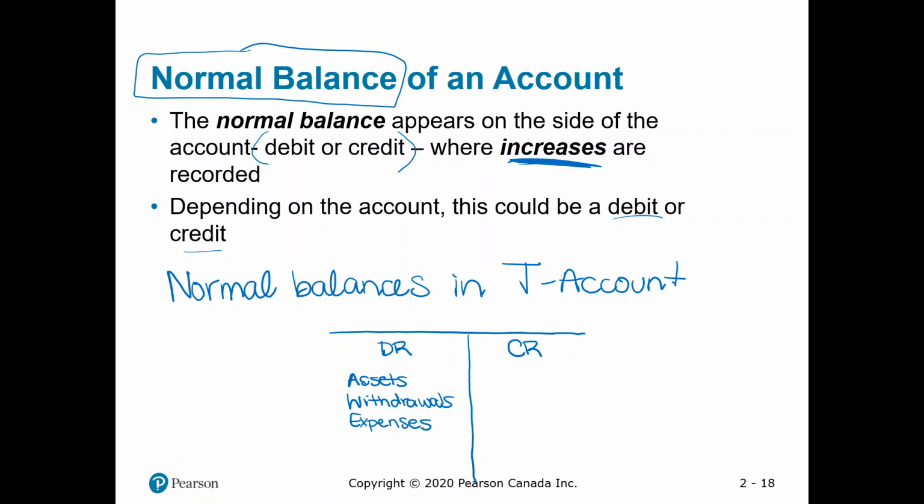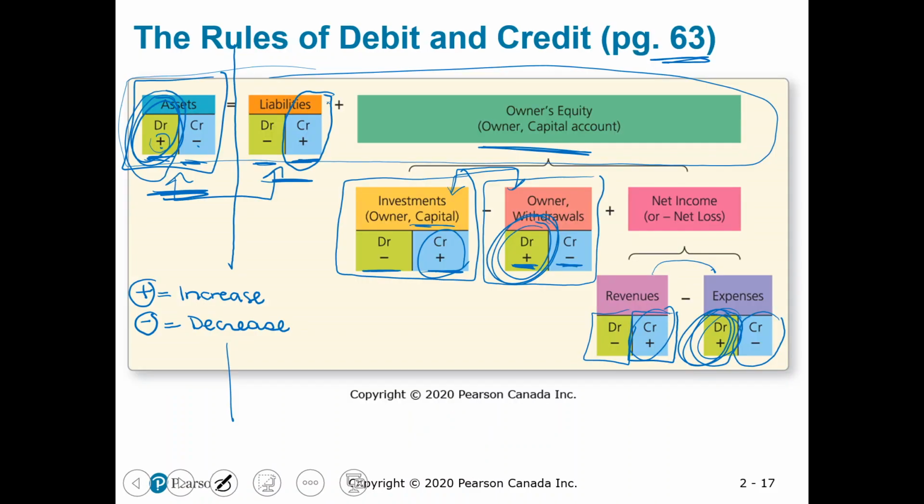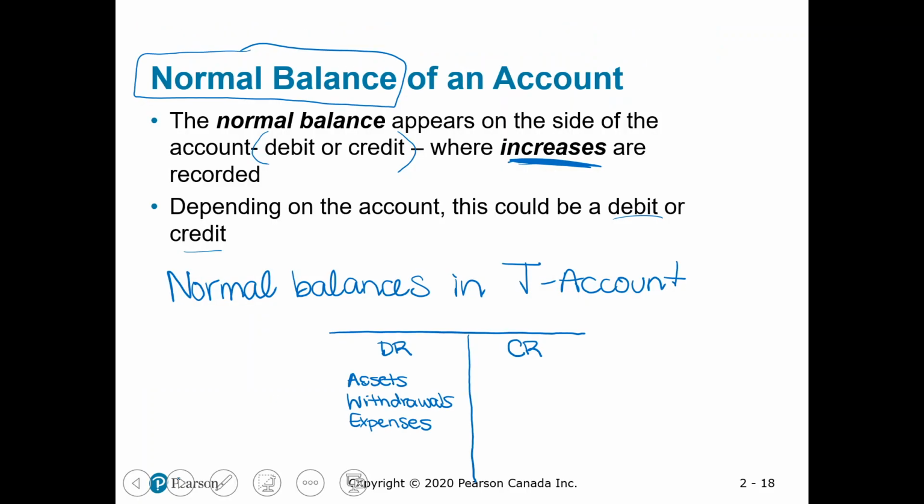Now, our normal balances as a credit are all that's left. So our liabilities, owner's capital, and our revenue accounts. So we've got revenues, owner's equity, or owner's capital, which also the investments. And then lastly, our liabilities.